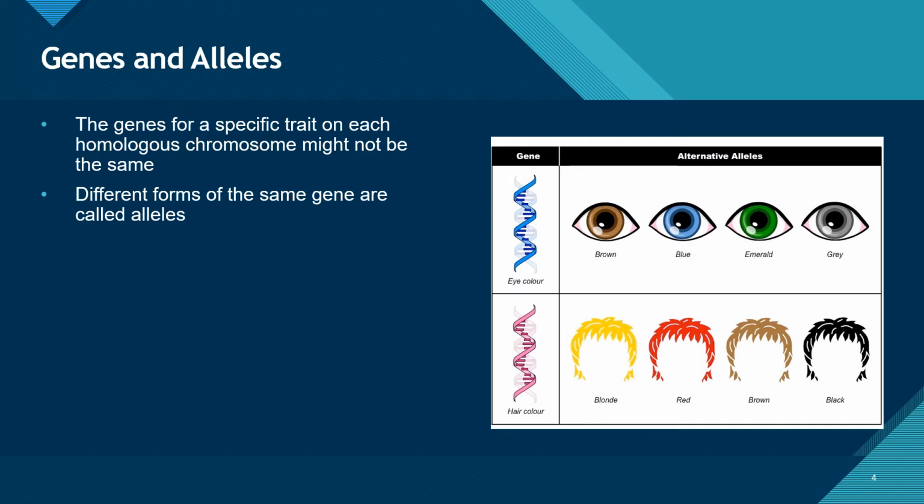But in any event, we look at the gene, which is eye color. But the different alleles that you could have are the brown allele, the blue allele, the green allele, or the gray allele. Same thing for hair color. You could have the gene for hair color, but then the different alleles that you could have are the blonde allele, the red allele, the brown allele, or the black allele.